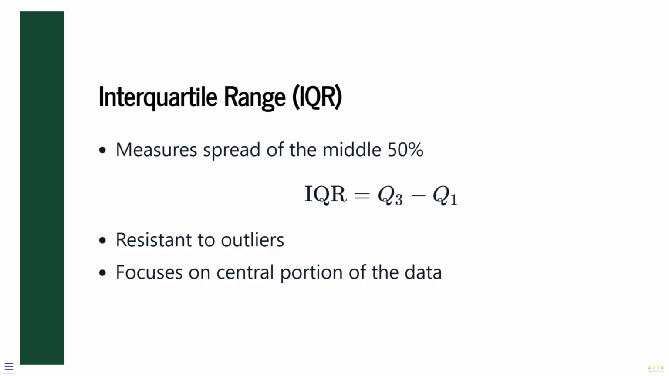If the IQR is small, the middle of the distribution is tightly packed, meaning most values are fairly similar. If the IQR is large, the middle of the distribution is more spread out, meaning typical values can differ quite a bit. And one of the biggest reasons the IQR is so useful is that it's resistant to outliers. A few very extreme points can stretch the minimum or maximum, but they usually don't move Q1 and Q3 very much because quartiles depend on the ranking of the data and where the middle observations fall. So the IQR gives us a stable sense of spread, even when the data set has some unusual values.